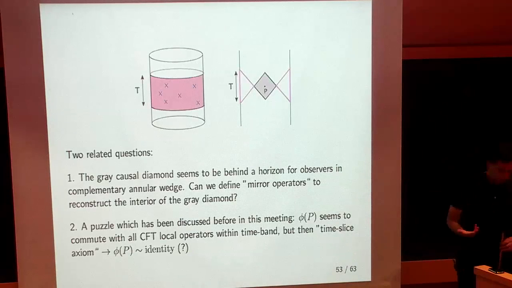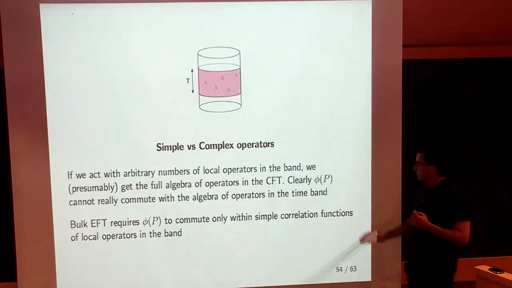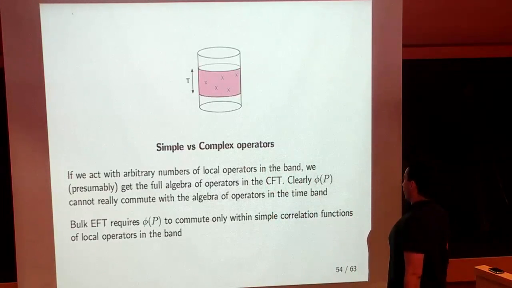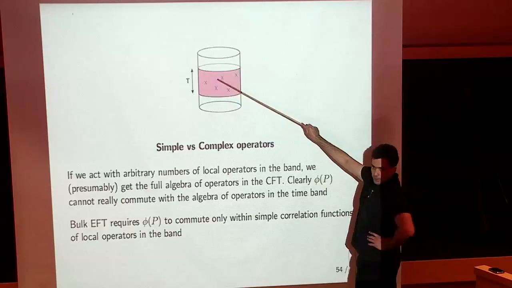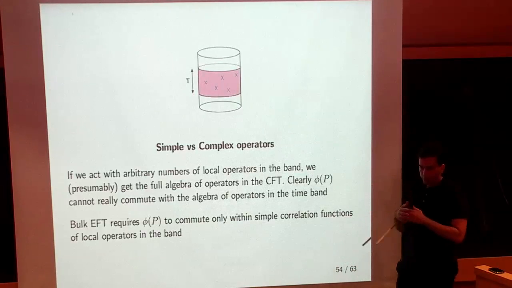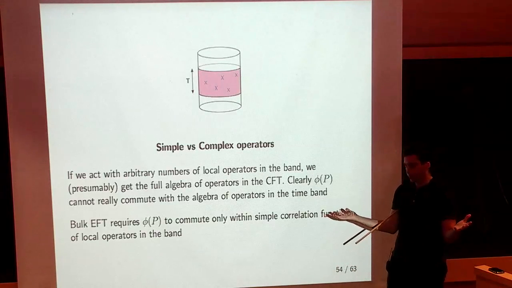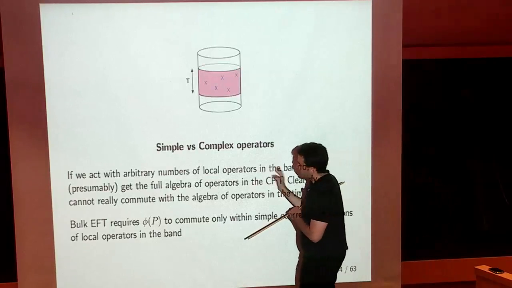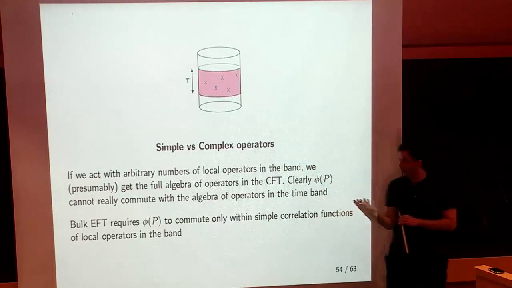And I want to present what is, I think, my intuition at least, that this is a question about simple versus complex operators again. So if we act with an arbitrary number of local operators within the time band, then in some sense we reconstruct the entire algebra of operators of the conformal field theory, and obviously there is nothing that commutes with all of these operators apart from the identity.